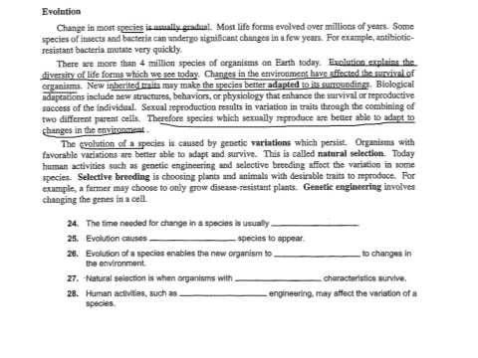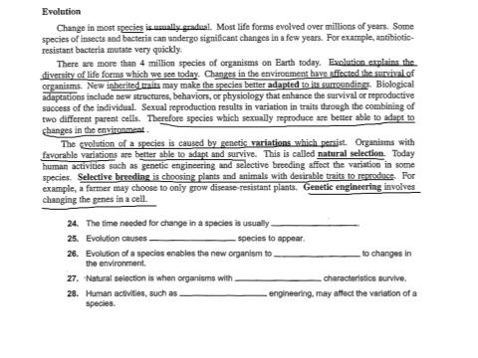The evolution of a species is caused by genetic variations which persist. Organisms with favorable variations are better able to adapt and survive. This is called natural selection. Today, human activities such as genetic engineering and selective breeding affect the variation in some species. Selective breeding is choosing plants and animals with desirable traits to reproduce. For example, a farmer may choose to only grow disease-resistant plants. Genetic engineering involves changing the genes in a cell.